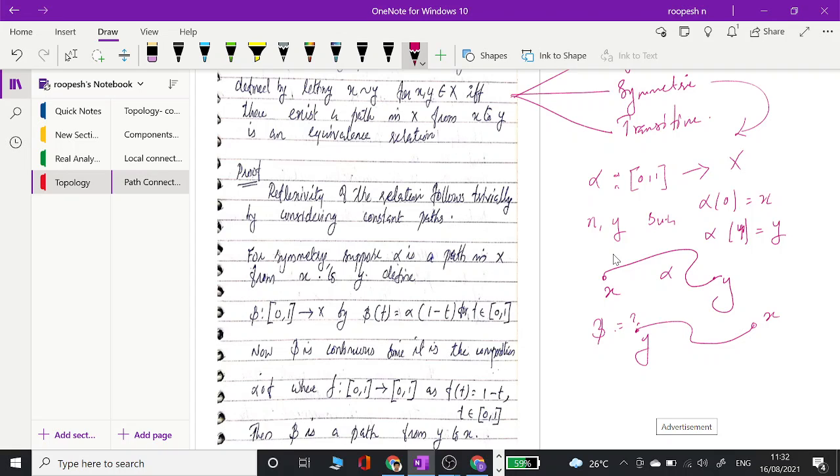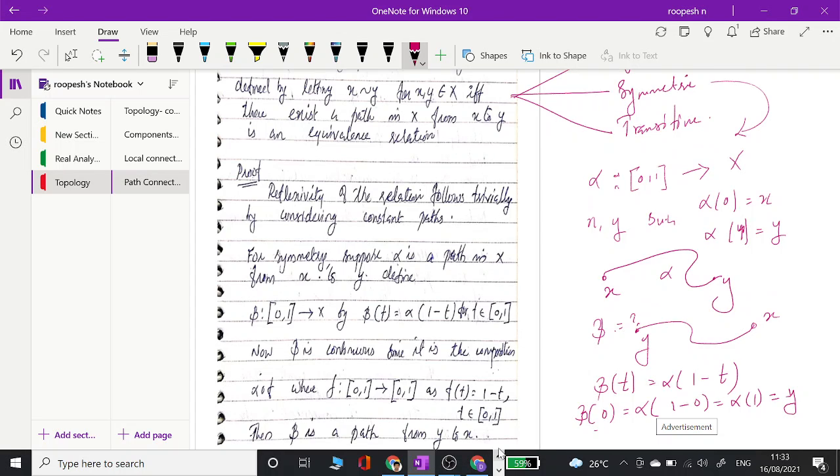It is possible, right? How can we define this? You define beta of t equal to alpha of 1 minus t. Take beta of 0. Beta of 0 means alpha of 1 minus 0, that is alpha of 1. Alpha of 1 means the ending point, which is y. So your beta is starting from y.